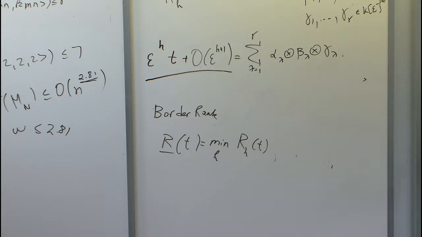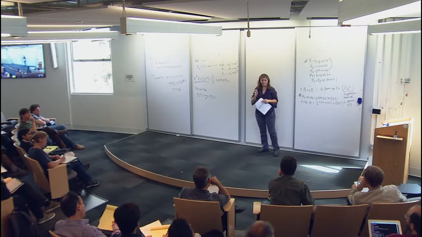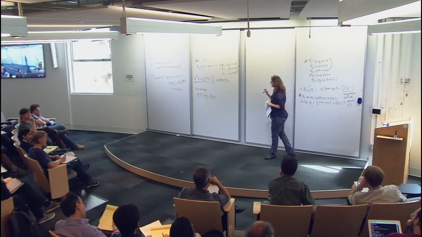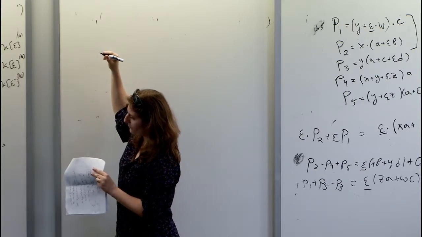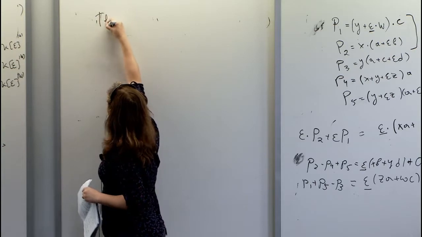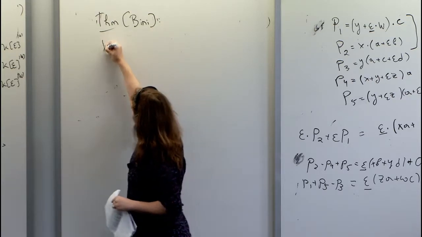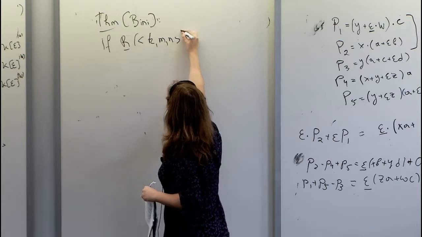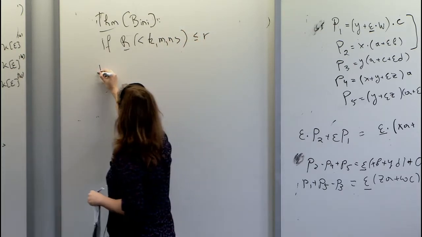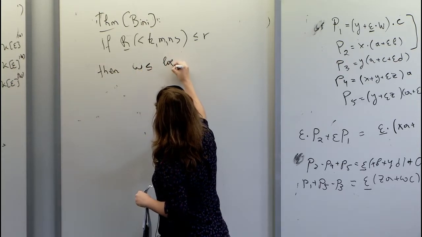So is it clear that you can take a minimum and not an infimum? Well, not immediately, but okay. Yeah, it's not immediate. Okay, so right. So there's this theorem by Schönhage, who showed that if the border rank of the K by N by M matrix multiplication tensor is at most R, then omega is at most log R.